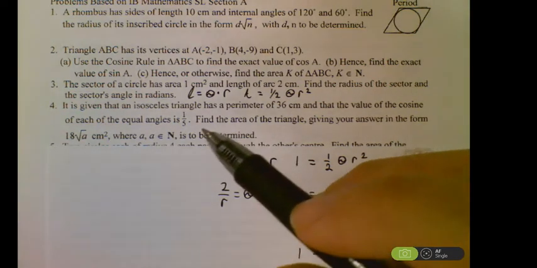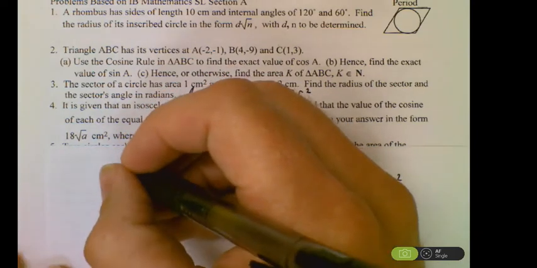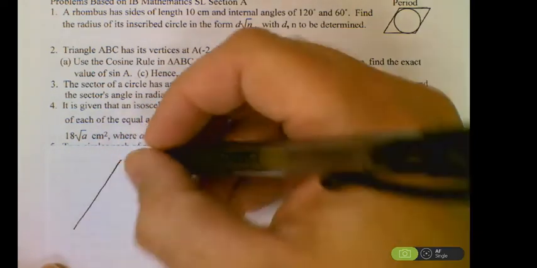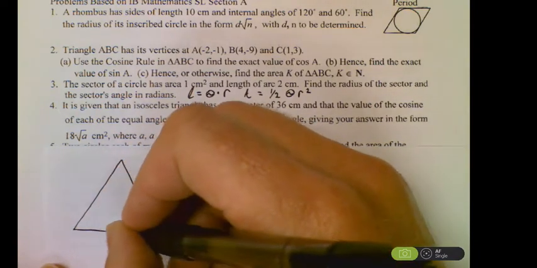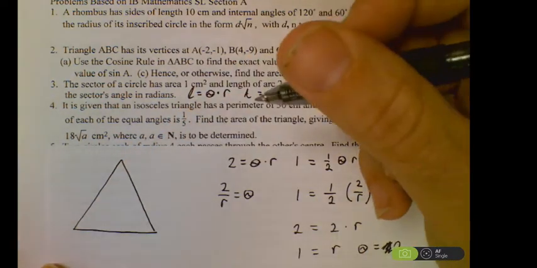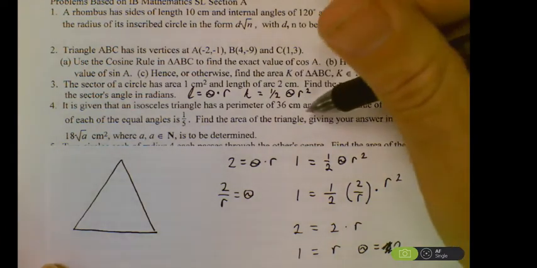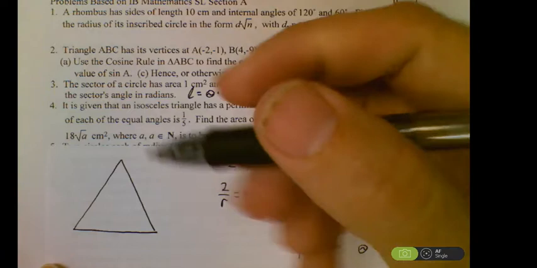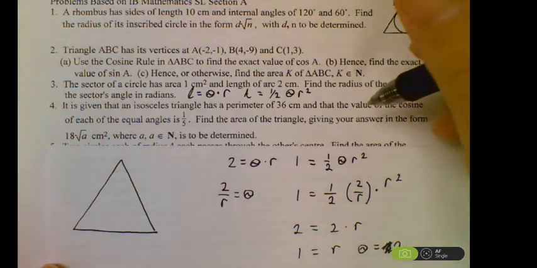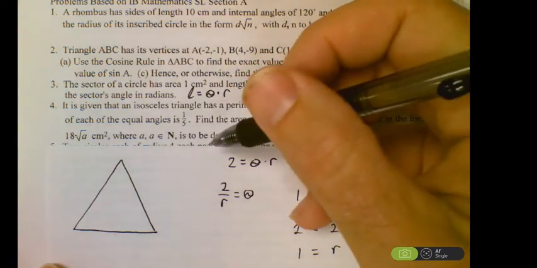So anyway, let's start out with a little drawing on this one. So we have an isosceles triangle, which means my left and right sides are equal, and the base is something else. So one of the things they tell us here is that the perimeter is 36. So I know these sides add up to 36. We don't know exactly what those are yet, so let me come back to that. The value of the cosine of each angle is 1 to 5.